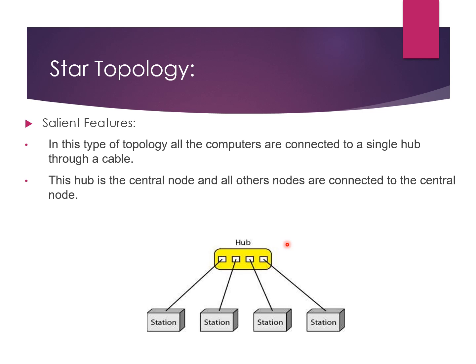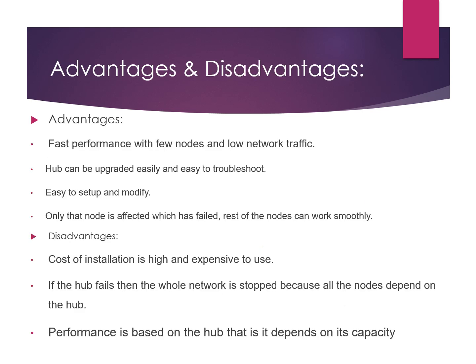That is one of the main features of the star topology. So let's move on to the advantages and disadvantages of this topology. The first and foremost advantage is that it is very fast, with low network traffic. Since there is centralized control, everything is monitored by the hub, so there won't be any collision or any traffic at all. As well as the hub can be easily upgraded.